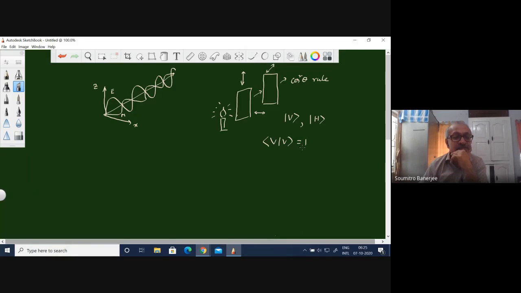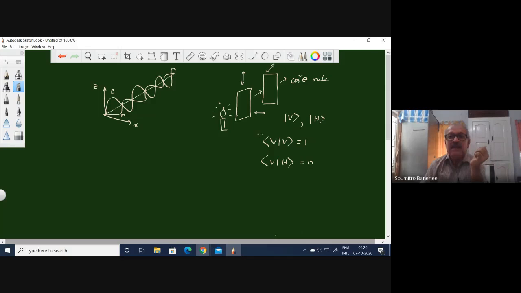Okay, and the projection of H on V is 0, because if you first polarize it in the horizontal direction and then you let it pass through a vertically polarized filter, then nothing comes out.